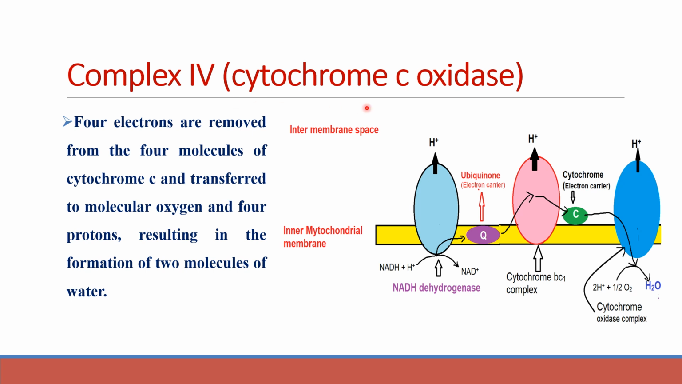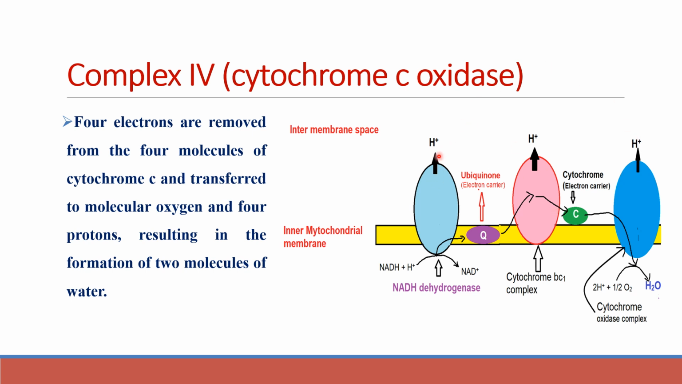Next is our complex 4, which we call cytochrome C oxidase. So 4 electrons are removed from 4 molecules of cytochrome C and then transferred to molecular oxygen and 4 protons, thereby resulting in 2 molecules of water formation. That means for each atom of oxygen, 2 hydrogens are consumed, and 2 molecules of water will be formed. Here also, at the cytochrome oxidase complex, protons are pumped into the intermembrane space.